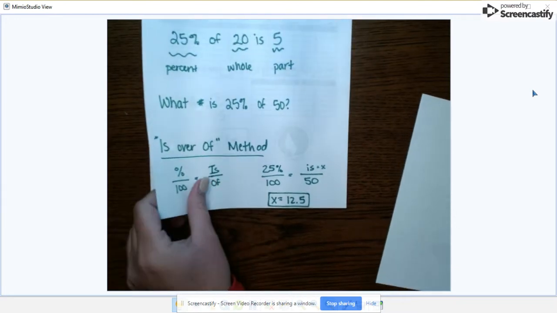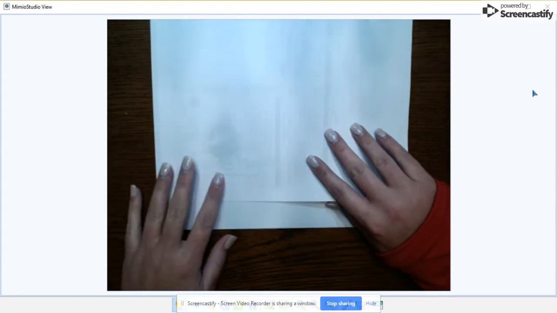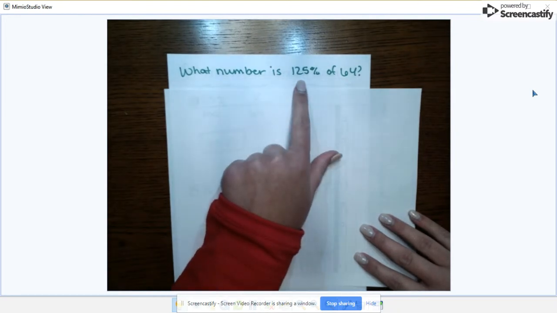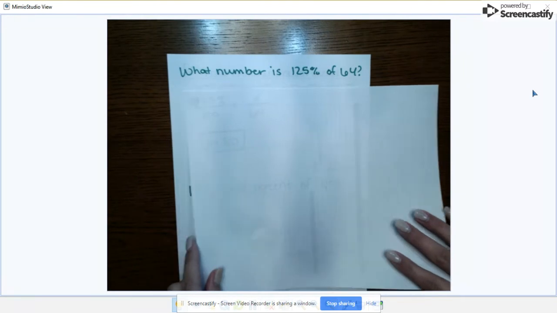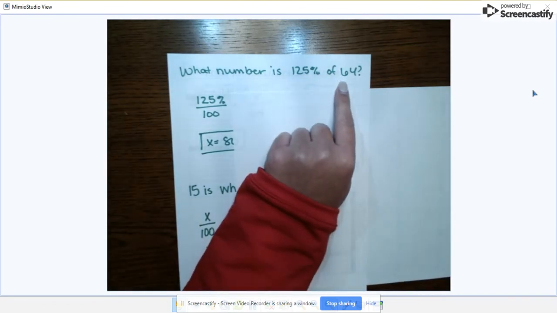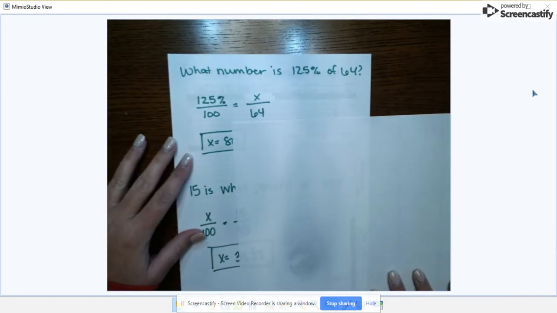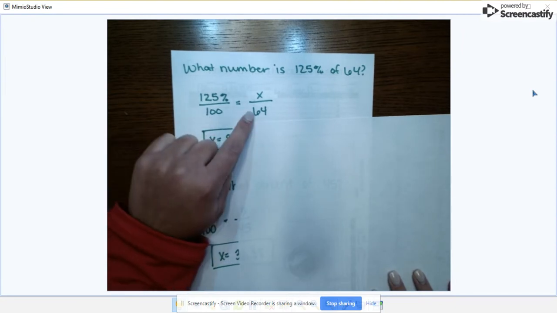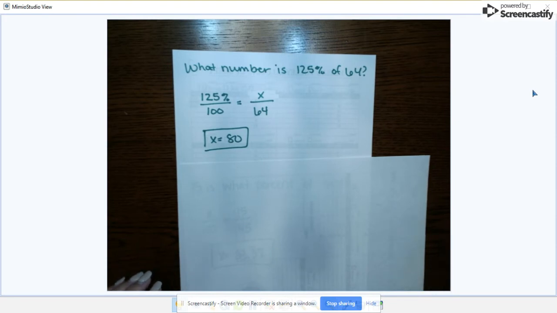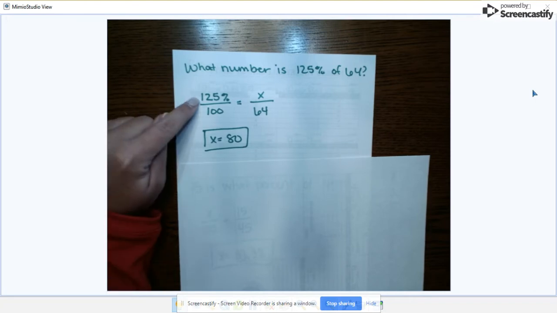So we're going to look at a couple more examples to just practice this is over of method. What number is 125% of 64? So same type of problem. This time we do have a percentage over 100, which is okay. First fraction is still percent over 100, so 125 over 100. And then this says of 64, and since it's of, it's going to go on the bottom, and our variable is going to go on top. So 125 times 64 divided by 100 gives us x equals 80. So 80 over 64 would give us 125%.